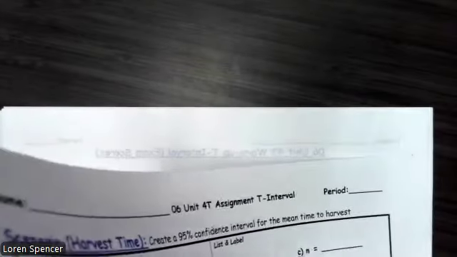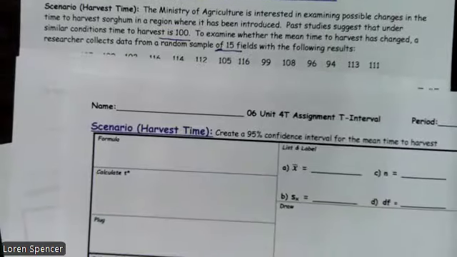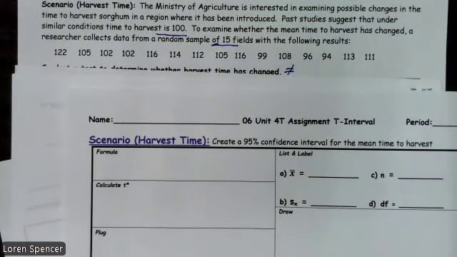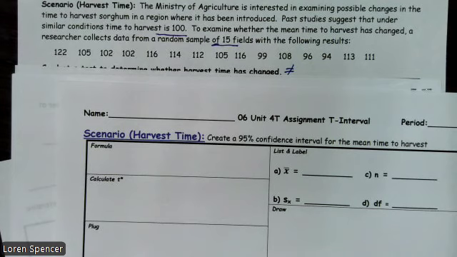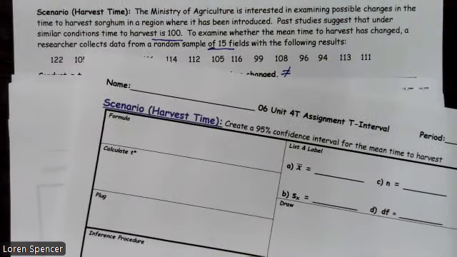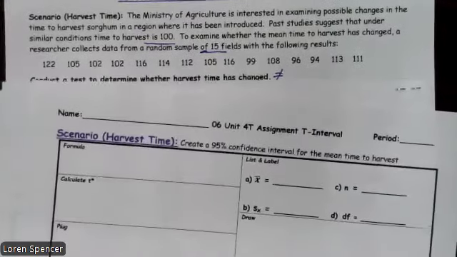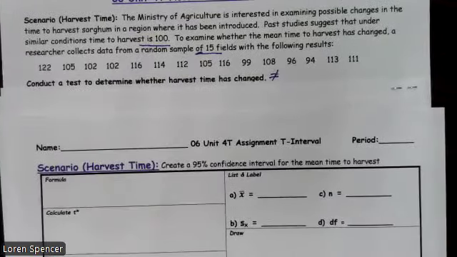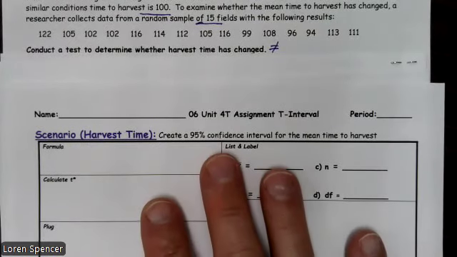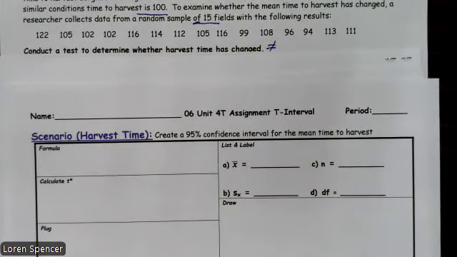The only difference is instead of doing a hypothesis test this time, we are going to conduct a confidence interval. So let's look at what we had originally. It says the Ministry of Agriculture is interested in examining possible changes in the time to harvest for sorghum. Past studies indicated that it was 100 days, and we had this data. Well, in our previous video, we rejected the null. So in this case, since we rejected the null, we think there is a difference. So we're going to go ahead and create a confidence interval for the true mean.